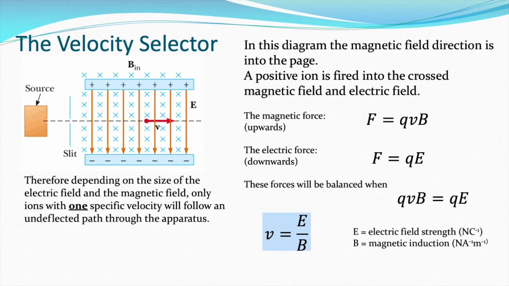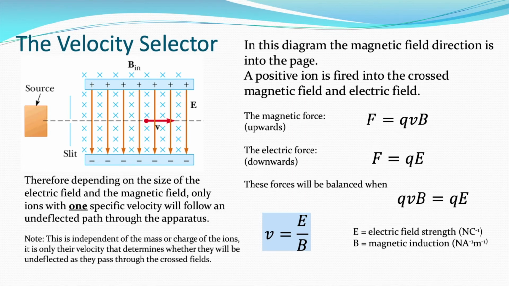So depending on the size of the electric and magnetic fields, only ions, charged particles with one specific velocity, will follow an undeflected path through the apparatus. It doesn't matter about the charge, it doesn't matter about the mass, it's only the velocity that determines whether they will be undeflected as they pass through the fields.